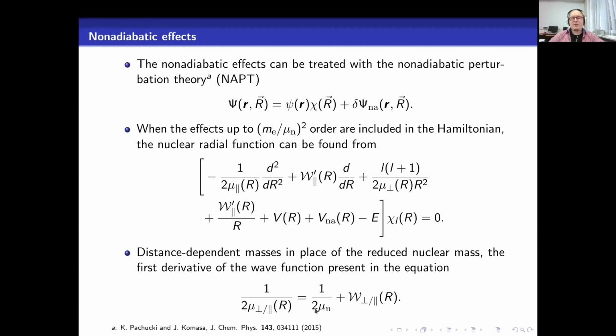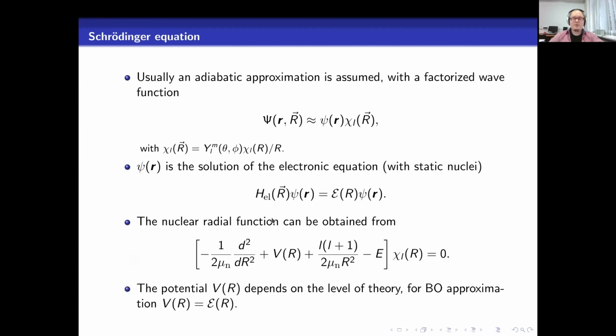It's quite interesting that they tend to, obviously, on the electronic mass to nuclear mass to the second power level of correction, tend to atomic masses, and for helium they do so very rapidly. Even for very small r, these quantities are very similar to reduced atomic masses, which validates this practice of solving this simple equation, but with masses replaced.